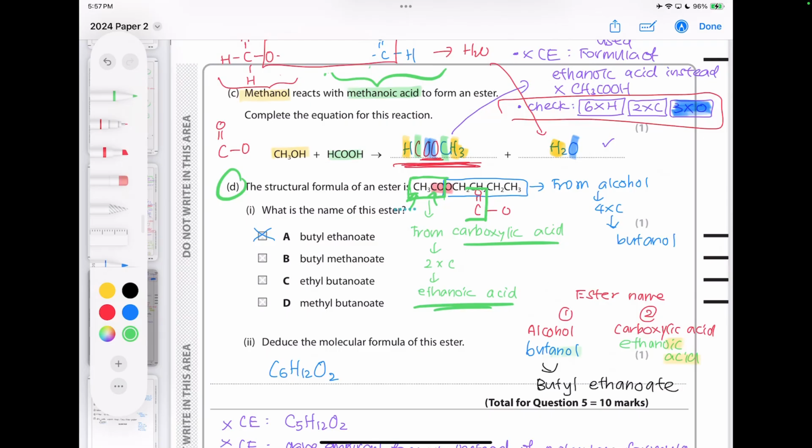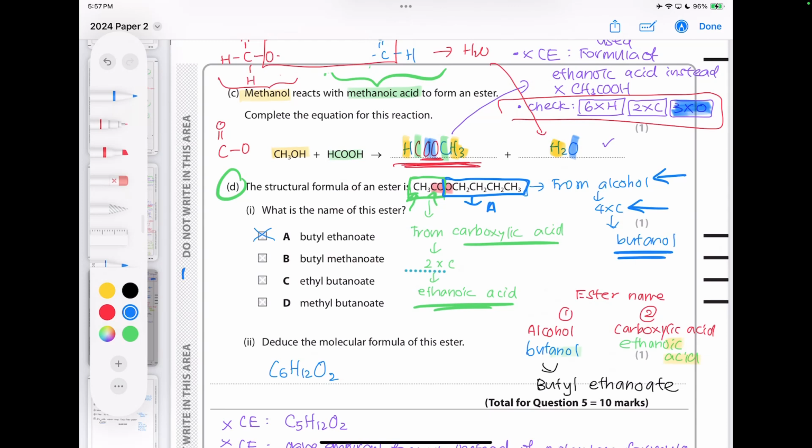Okay, then we look into the other part. I'm going to take away my drawing here. It's easier. Then I'm going to ask you to look into the remaining part of the formula, and you will see that this would be from the alcohol. There are 4 C's around, so that means it's butanol.